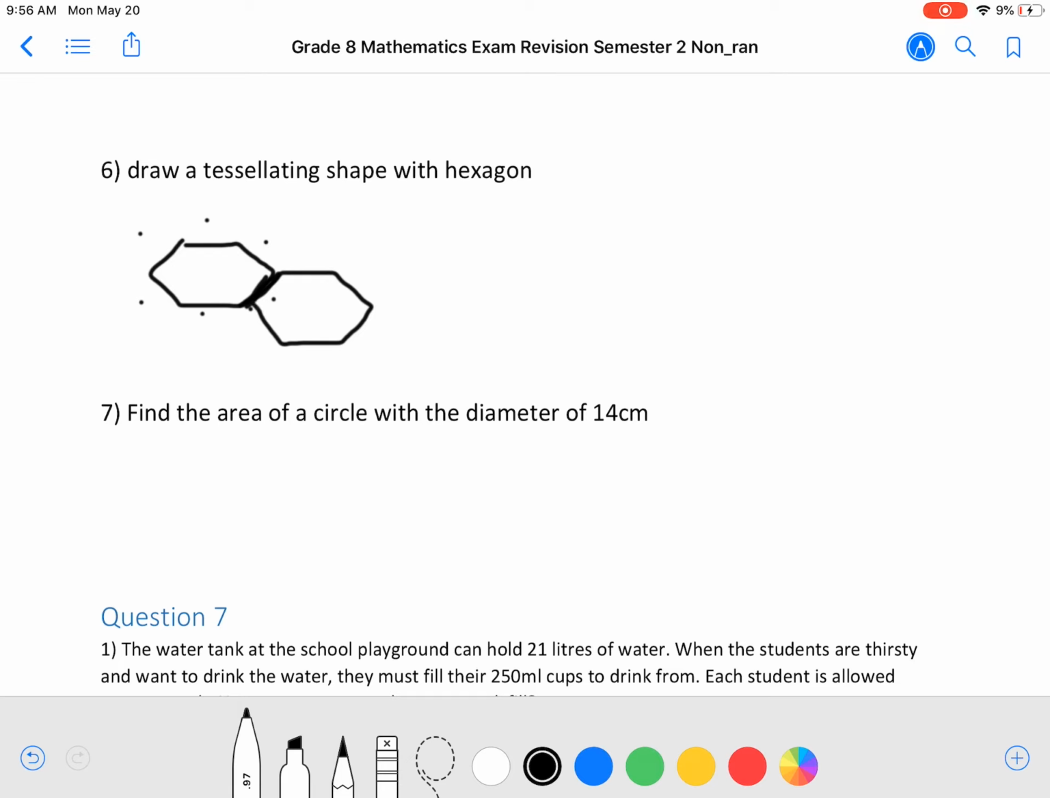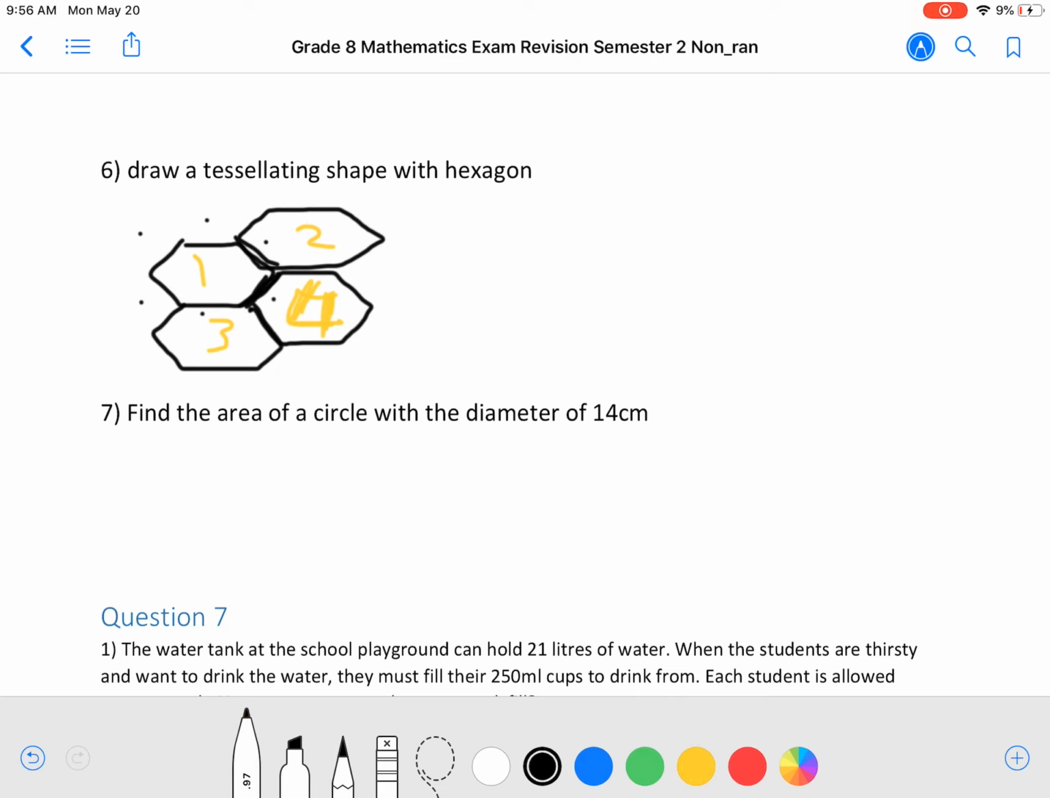Tessellating means they are packed together without any spaces between them. So that's why we are drawing that, and you can carry on. So this is effectively a tessellating shape. Here we have 1, 2, 3, 4 hexagons. All I would say is try and draw maybe 6 or so.